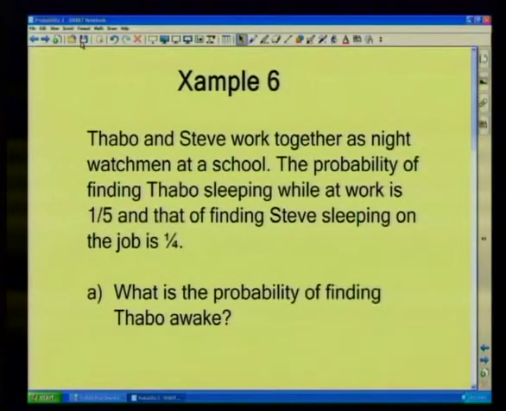Right, let's go on to example 6. Tabo and Steve work together at night as night watchmen at a school. The probability of finding Tabo sleeping while at work is 1/5, and that of finding Steve sleeping at the job is 1/4. Right, now basically they've given us fractions already, and we need to then look at the next question.